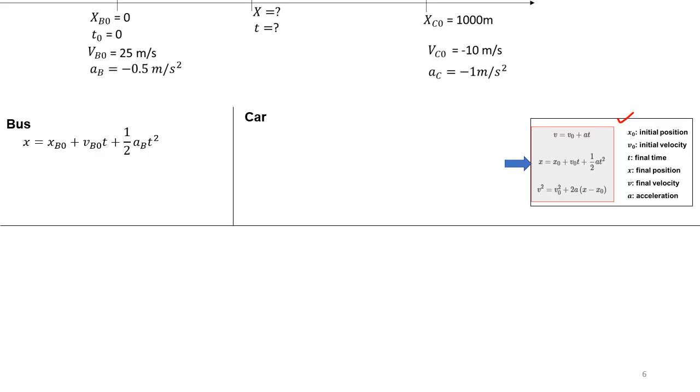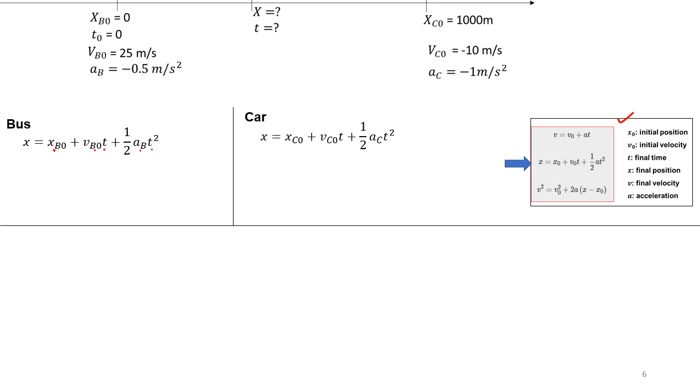For the bus, it will be x is equal to initial position of the bus plus initial velocity of the bus multiplied by time plus half acceleration of the bus multiply square of the time. This time is the time interval, okay? T minus T0. T0 is 0, so T is the actual duration.